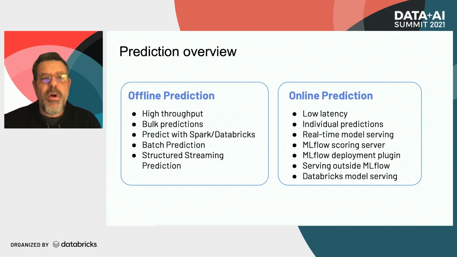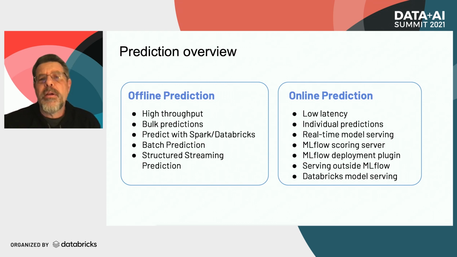As I mentioned before, there are two types of scoring or prediction. Offline, on the left, is high throughput, bulk predictions. With Spark and Databricks, you have a table, create a data frame, and consume it either through direct code or a UDF. Within offline scoring, you can break it down into two categories. One is batch prediction, which is just a classical Spark job. And you can also have a structured streaming prediction, which uses Spark structured streaming to consume a real-time feed.